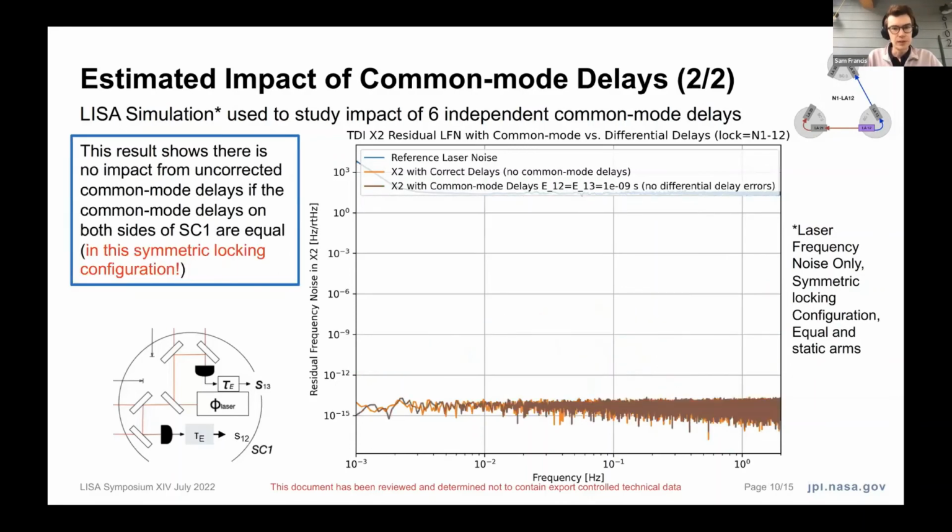So I also mentioned that if things are matched, so if we have the same common mode delays, then everything goes away. And so this is just a very simple and boring plot to confirm that, at least in this symmetric locking configuration, if we now consider the picture down the bottom left, where both these measurements on spacecraft 1 have the same tau e common mode delay, everything cancels and we don't need to worry about these delays.